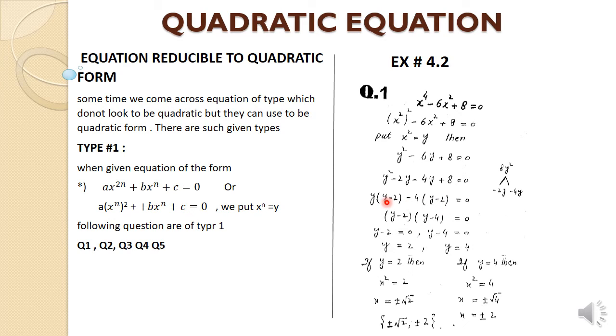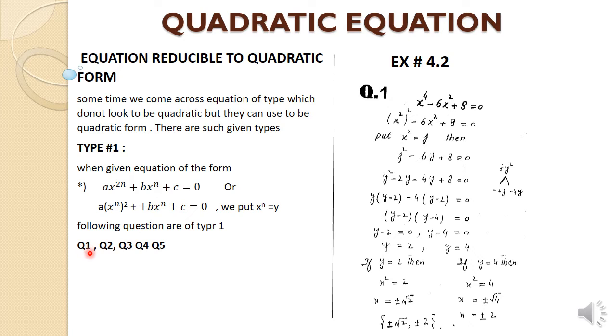The brackets y minus 2 are the same, so write it once. So (y minus 2)(y minus 4) equals 0, and after simplification we get y equals 2 and y equals 4. Now students, we put y equals 2 in x^2 equals y, and y equals 4. If y equals 2, then x^2 equals 2, so x equals plus minus square root 2, and similarly for 4, x equals plus minus square root 4, and root 4 equals 2. So the solution set of this equation is plus minus square root 2 and plus minus 2.